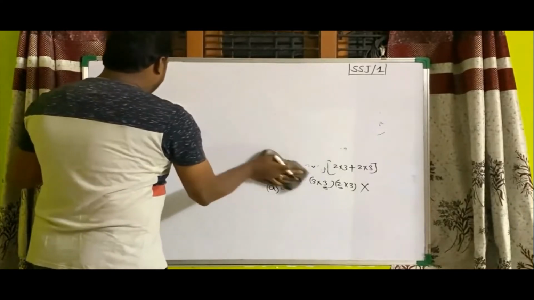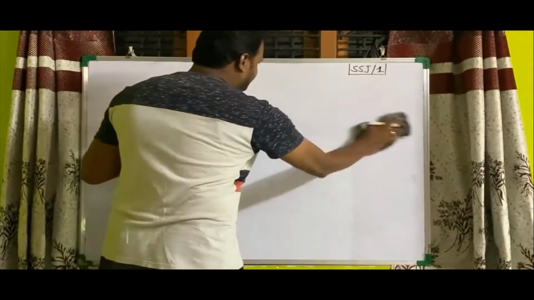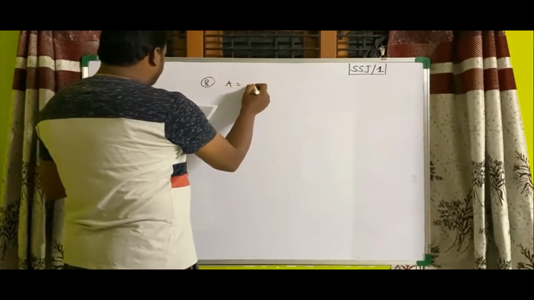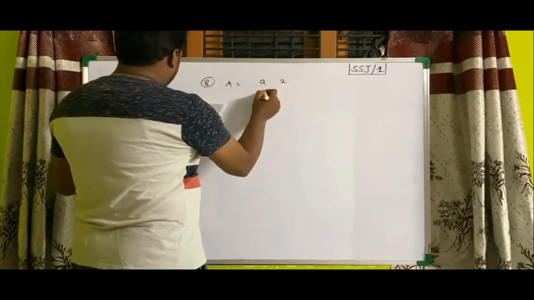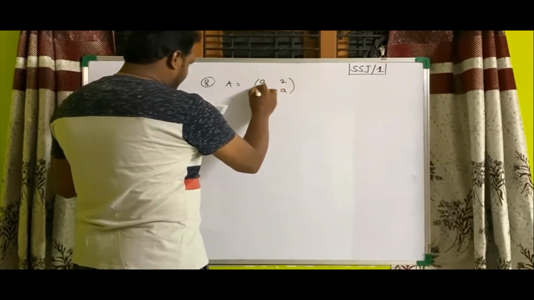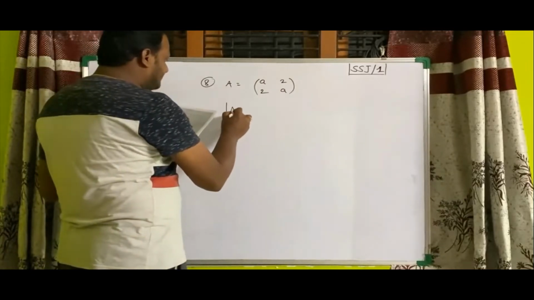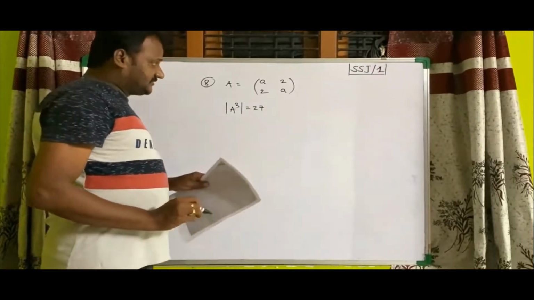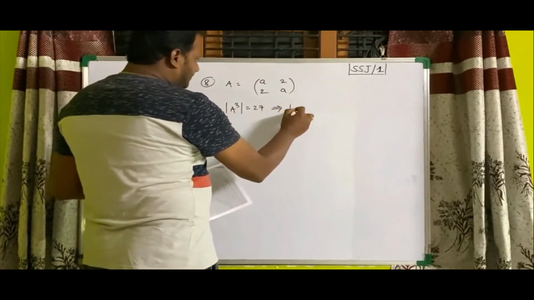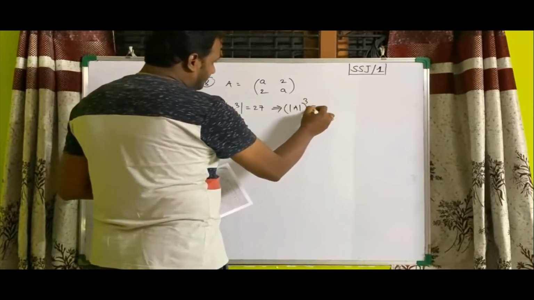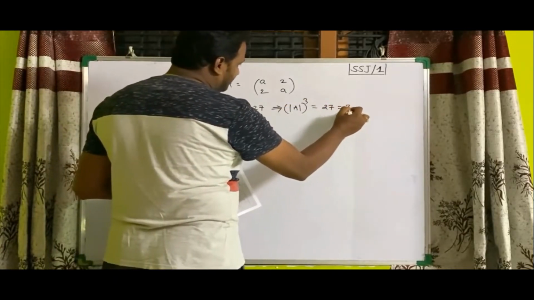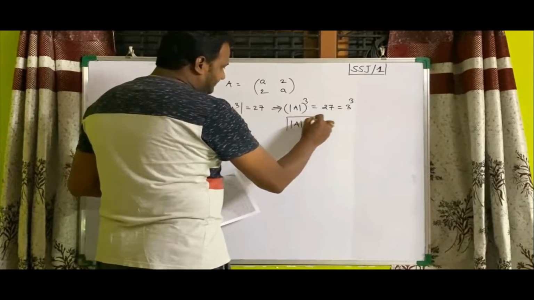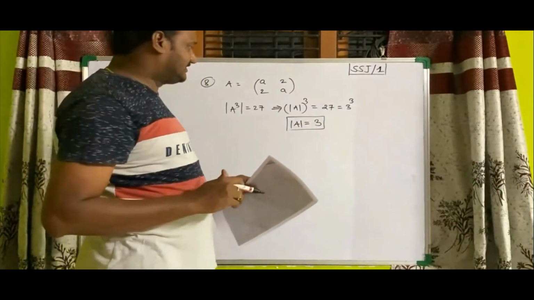So coming to eighth problem here. The matrix A is given as A, 2, 2, A. This is matrix A, and one more information is given that determinant of A cube is equal to 27. By the properties of determinants, determinant of A cube is determinant of A whole cube, which is equal to 27. So 27 is going to be 3 cube. So what did you understand here? Determinant of A is going to be 3. This is a simple thing that you have to understand.